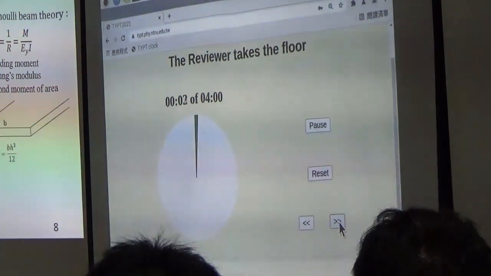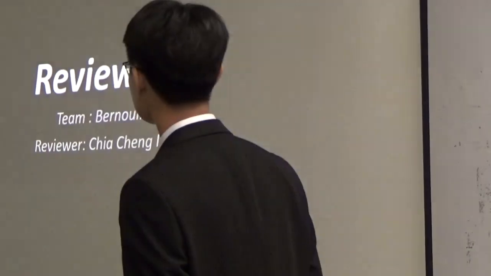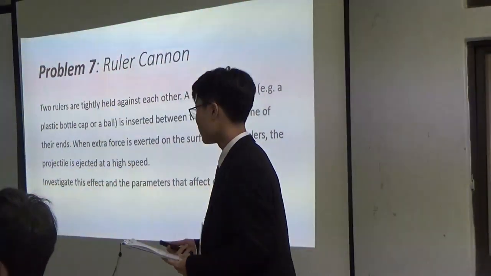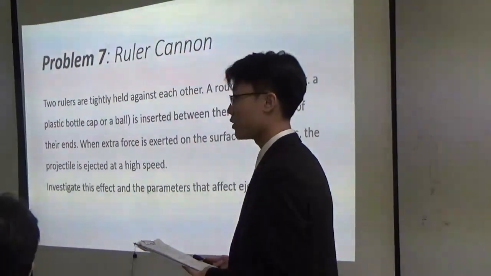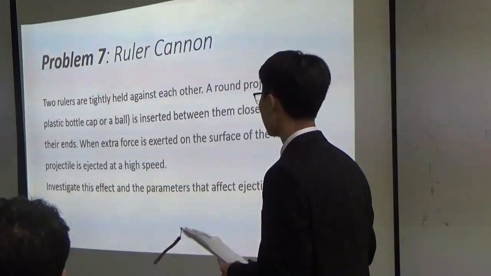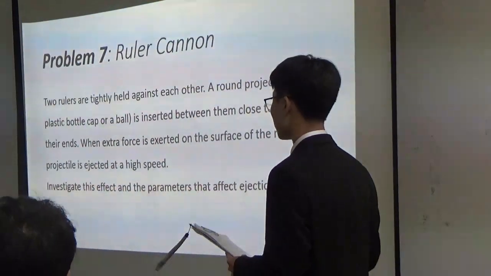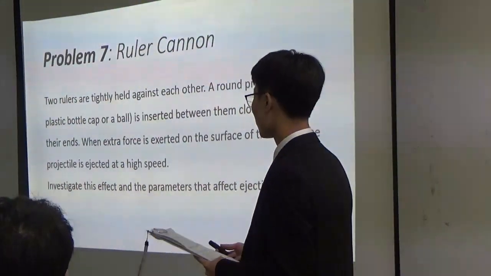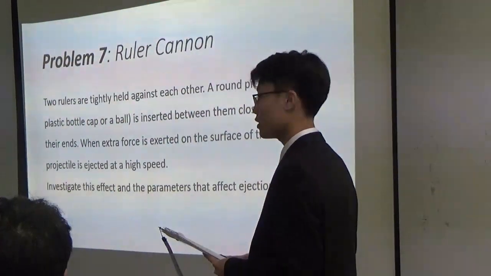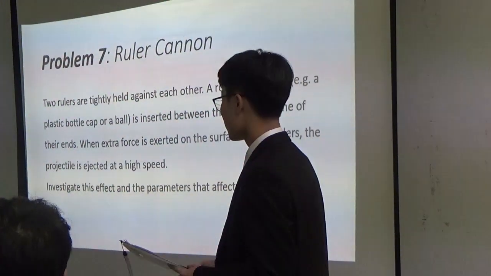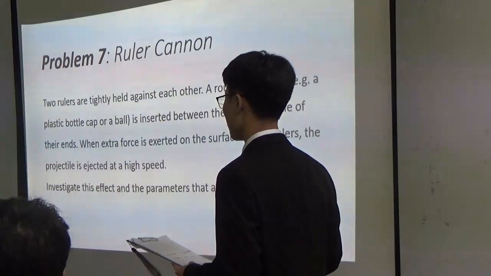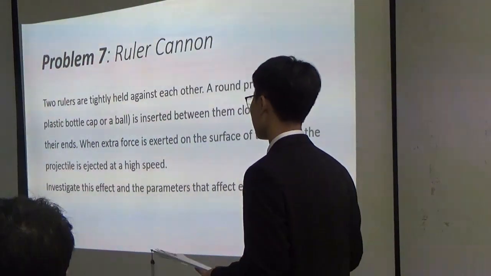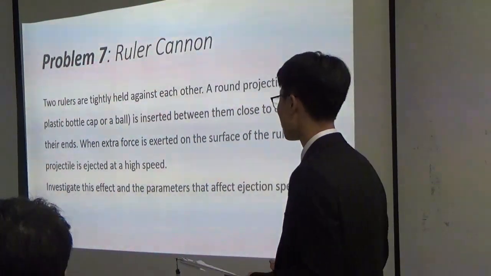Hello everyone, I'm the reviewer from Team Bernoulli, and I'm here to review number 7, ruler cannon. Two rulers are tightly held against each other. A round projectile is inserted between them close to one of their ends. When extra force is applied on the surface of the rulers, the projectile is ejected at a high speed. The task is to investigate this effect and the parameters that affect ejection speed.